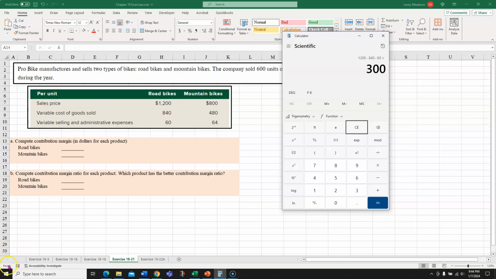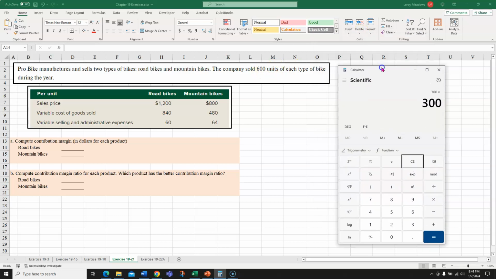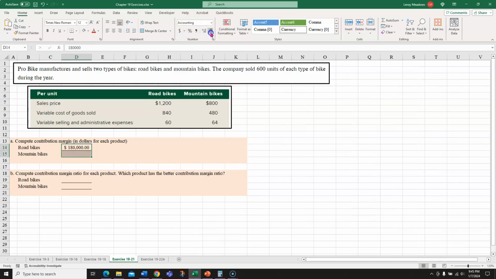Now, that's per unit. If I want to see my total contribution margin in dollars for each product, then I want to take the contribution margin per unit and multiply that by the number of units sold. And we're told here they sell 600 units of each type of bike. So my contribution margin in total for road bikes is $180,000. Let me go ahead and format this.